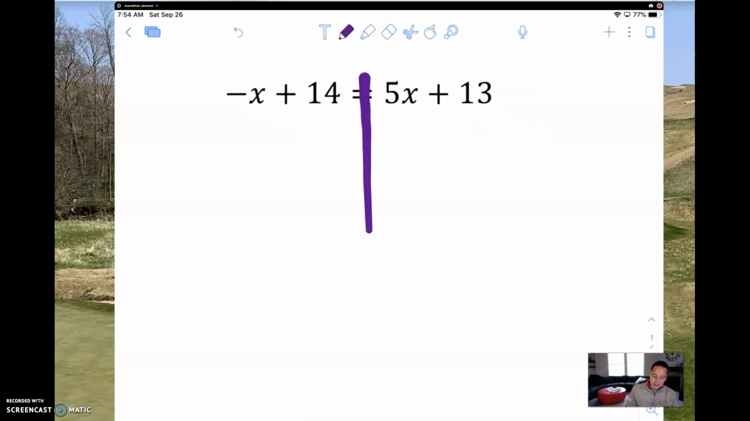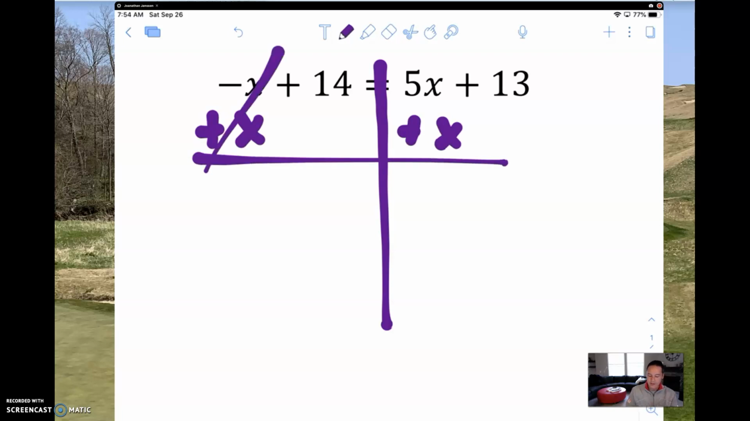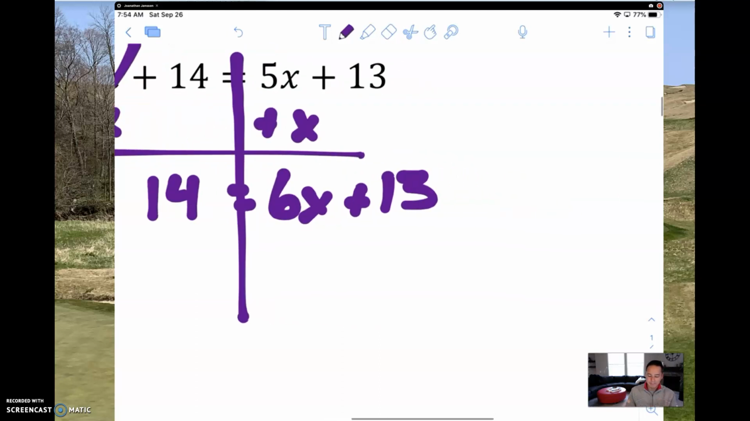We go to the next example and we see x is on both sides. So when they're on both sides, we want to get rid of one. This is a negative 1x and this is a 5x. So which one is smaller? The negative 1x is smaller. So we're going to move that negative x, and to get rid of it, we have to do the opposite. So we're going to add x to both sides. And then those x's go away, and we're left with 14 equals 6x plus 13. Again, don't solve the rest of it. We're just showing the first step.